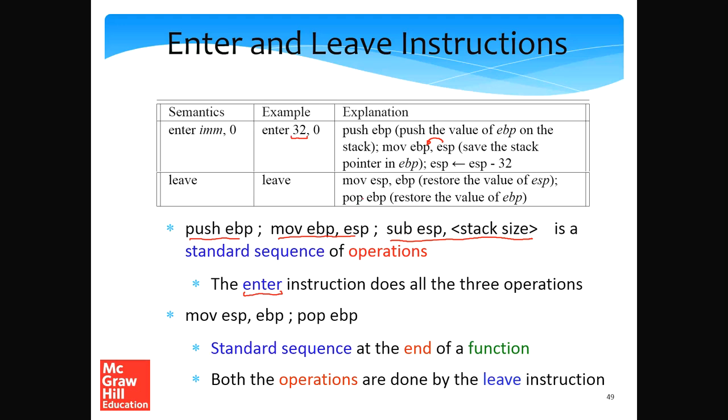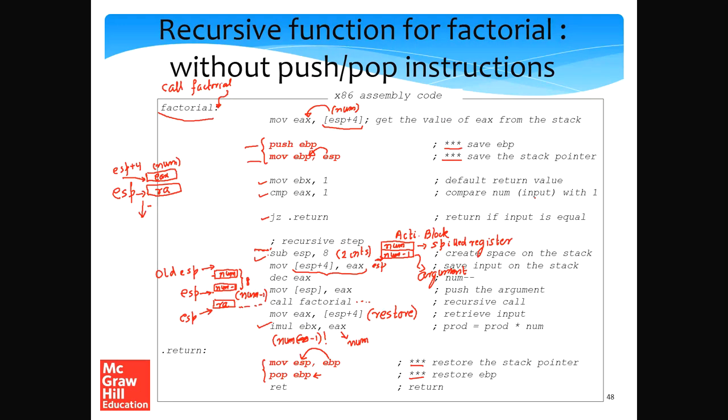Similarly, we have the leave instruction, which will do the reverse. It will move the value of the base pointer into the stack pointer, or in other words, restore the value of the stack pointer. It will pop EBP, which means restore the value of the base pointer, which is also a standard sequence at the end of a function, right? So what does the leave do? The leave instruction does the job of these 2 instructions over here: restore the stack pointer and the base pointer.